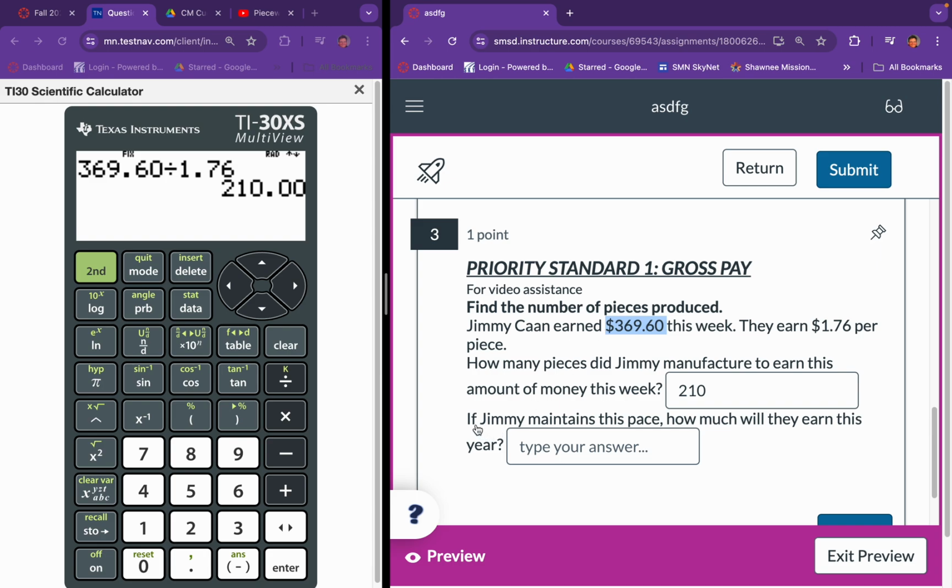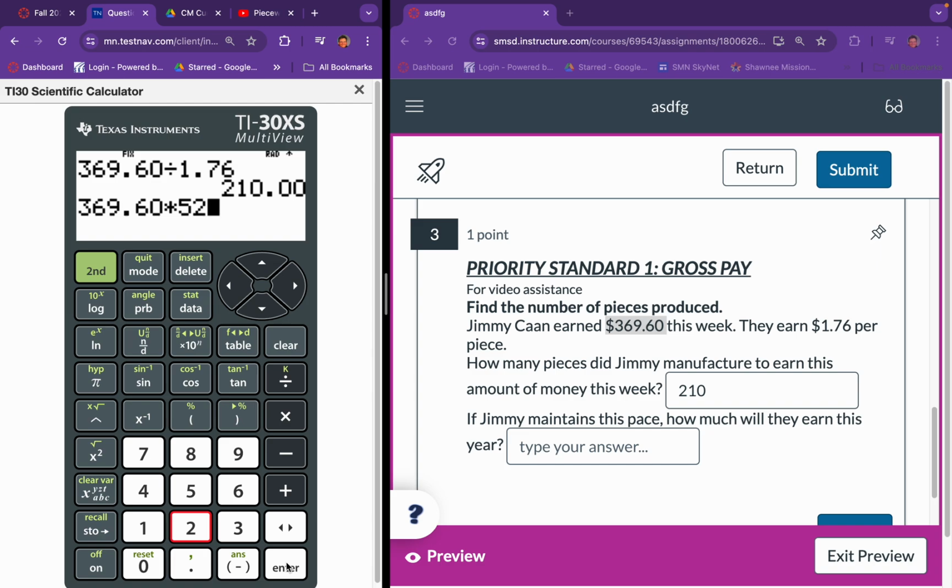The next question says, if Jimmy maintains this pace, how much will he earn this year? Okay, well, I'm going to go back and fix this problem. Since it doesn't tell us how many weeks there are in a year, there are 52 weeks in a year, but I'm going to put that in the question. So we're going to take this amount of money, $369.60, and he does that every week of the year. This week, next week, next week, next week. There's 52 weeks in a year.